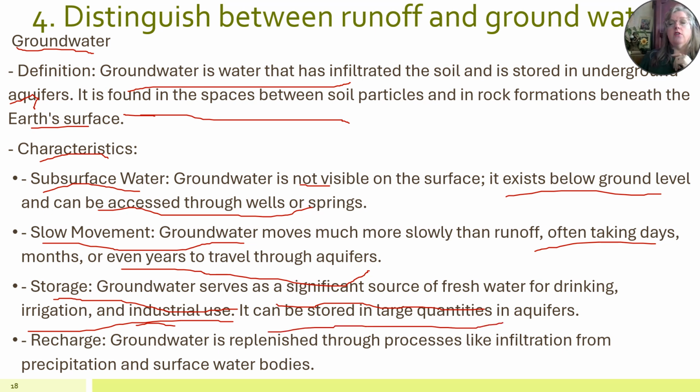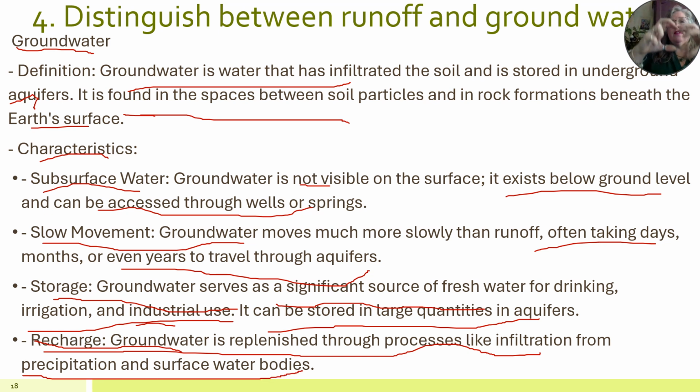It can be stored in large quantities in aquifers. The area of Memphis has had historically one of the best aquifers in the area. Our population is kind of draining it, but historically we've had one of the best. And then recharging the groundwater, it's replenished through processes like infiltration from precipitation and surface water bodies. So this process of infiltrating, where it rains and it soaks down through the soil to the groundwater, can recharge it after it's been emptied or used, or after a drought period.